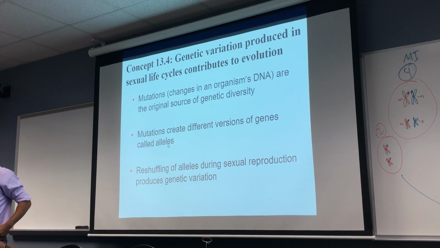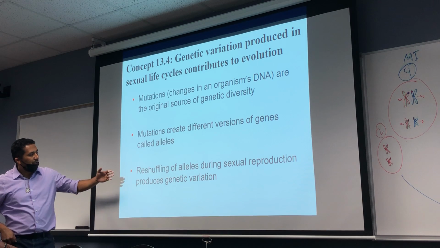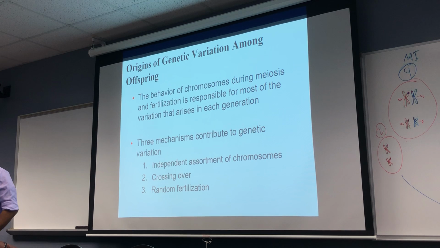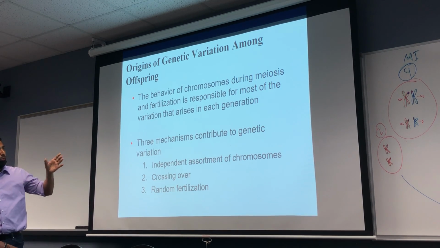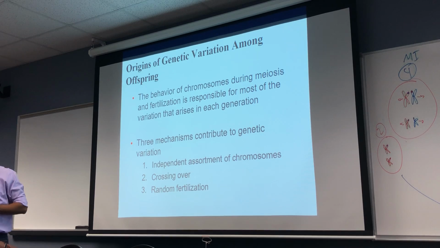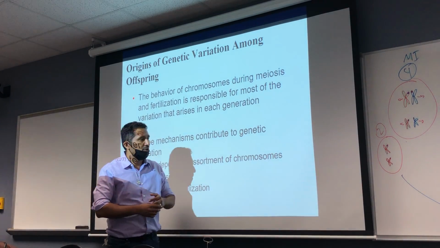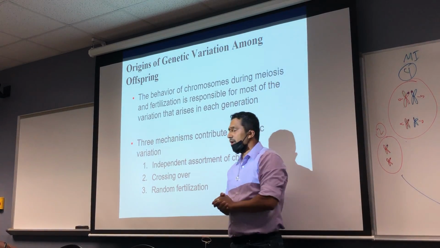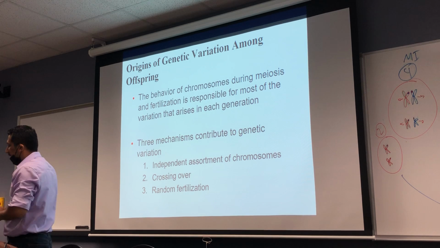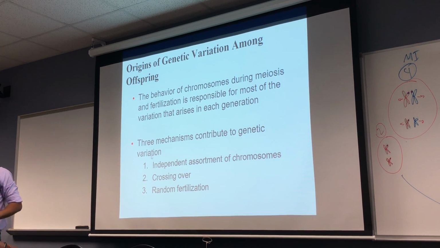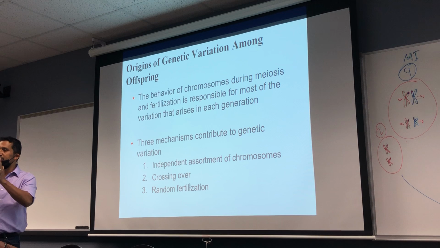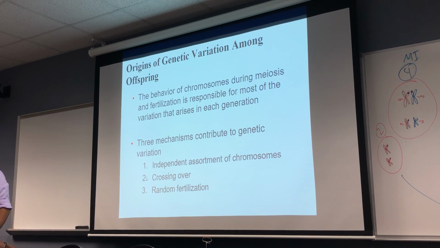So I mentioned that before, and I will mention them again in the next sessions. This reshuffling of alleles during sexual reproduction produces genetic variation. Now, the behavior of chromosomes during meiosis and fertilization is responsible for most of the variation that arises in a generation. These are the three mechanisms that contribute to genetic variation: the independent assortment of the chromosomes, the crossing over, the exchange of genetic material in prophase 1, and the random fertilization.